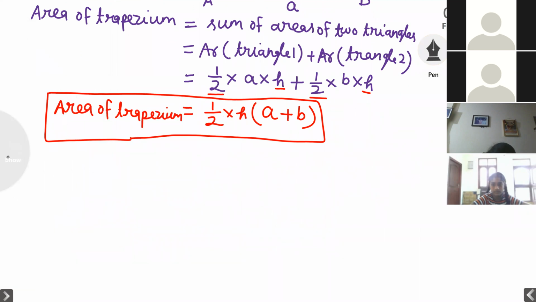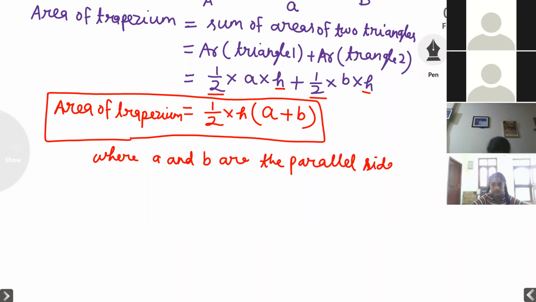Where A and B are the parallel sides and H is the height between them.